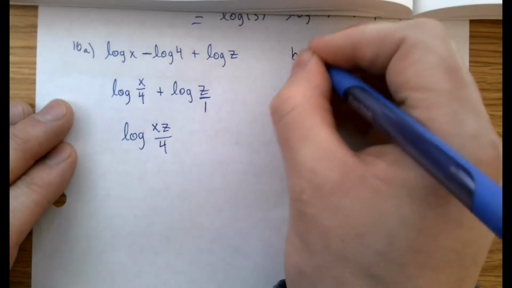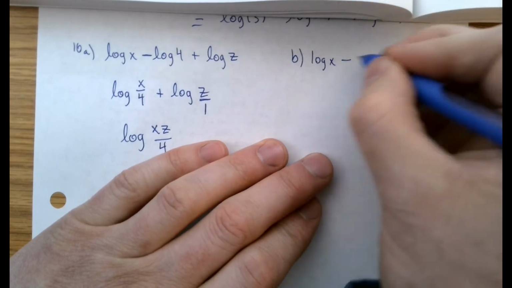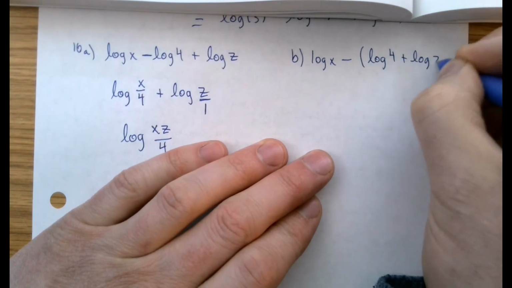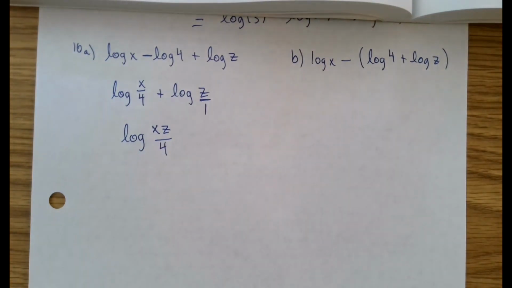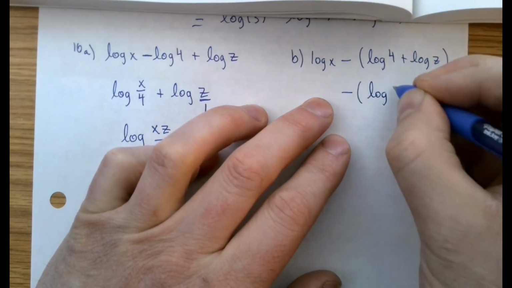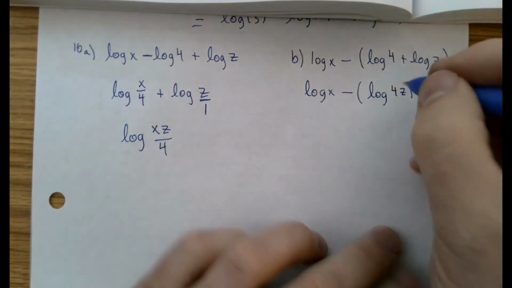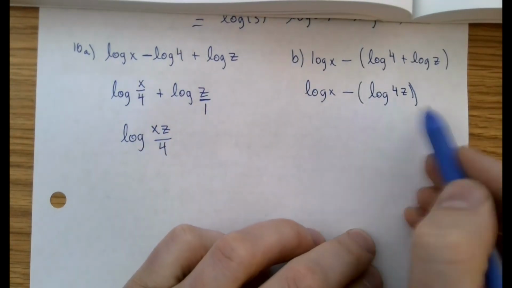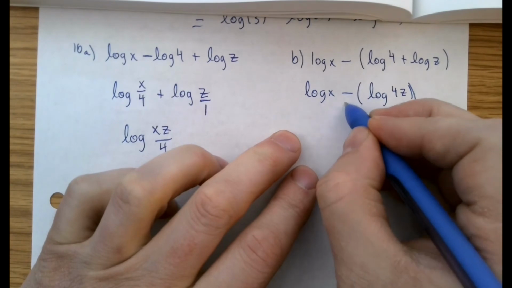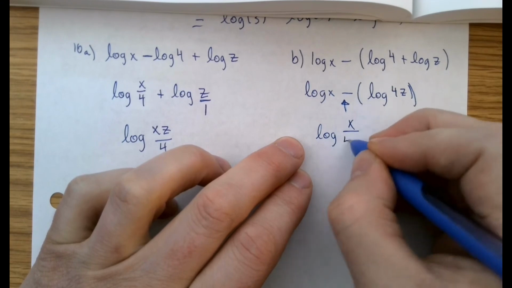Okay, and then for b, this is 10b, we've got, again, common log of x minus, now we've got parentheses, log 4 plus log z. Now, because of the parentheses, we're going to do what's in the parentheses first, meaning this is a product, so I'll rewrite this as log 4z, and then that's going to be subtracted from the log of x. Now, this second set of parentheses wasn't really necessary. I just left them in to help us keep track of where things went. Now we're going to apply the quotient property because of the subtraction. And that means we're going to do log x divided by 4z.